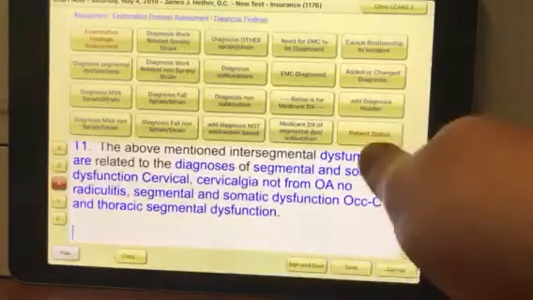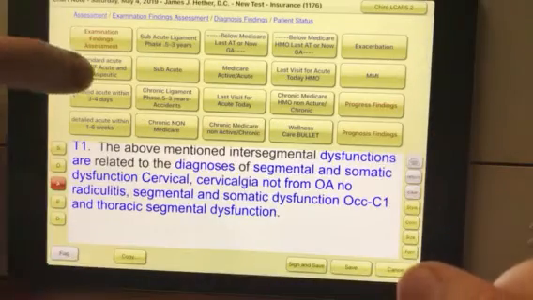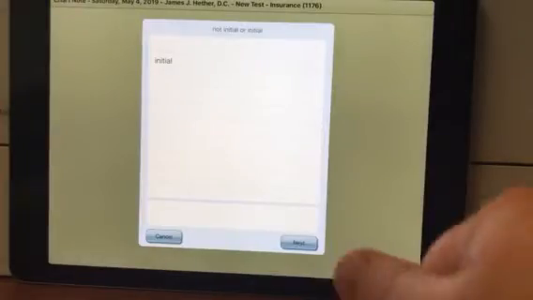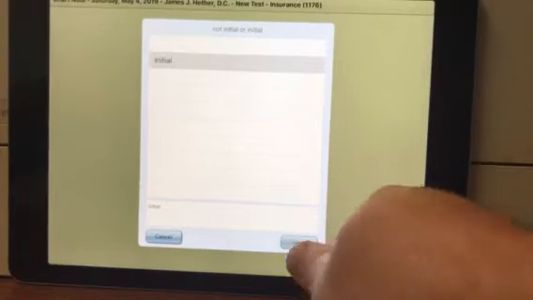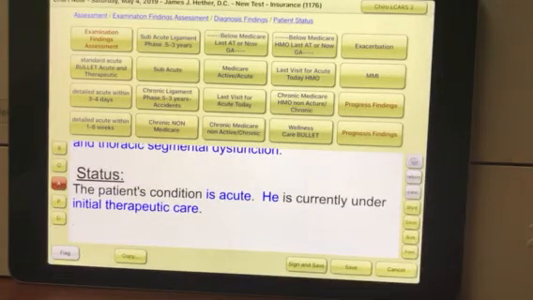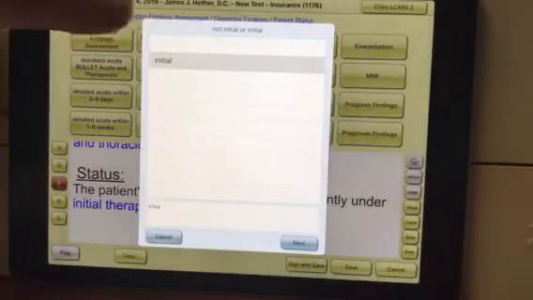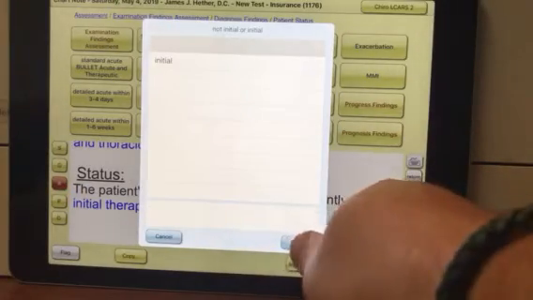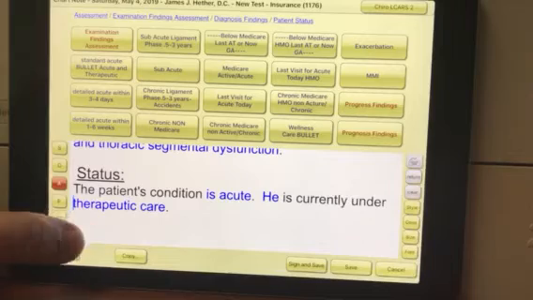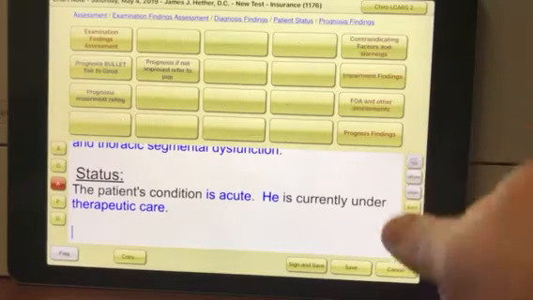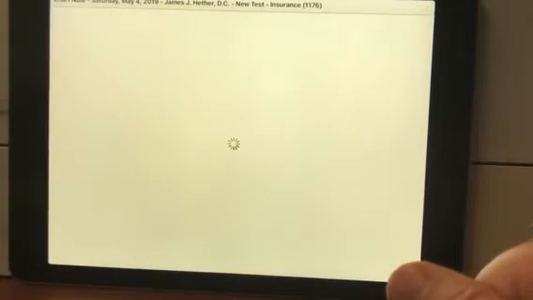From there, we go right into the patient's status. Their status is acute, and this is their initial exam. So we'll take off initial. We can remove that button later on. Let's say we do 3 or 4 visits, so get rid of that and take initial off by going like this. That doesn't take too long at all. From there, we go under status. We can go under prognosis. I'm going to say the prognosis is good.